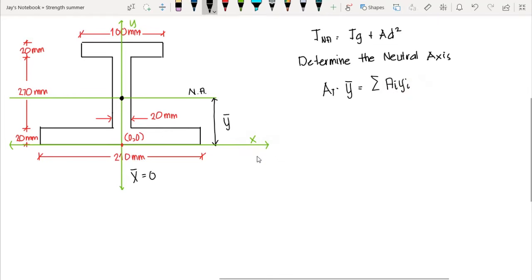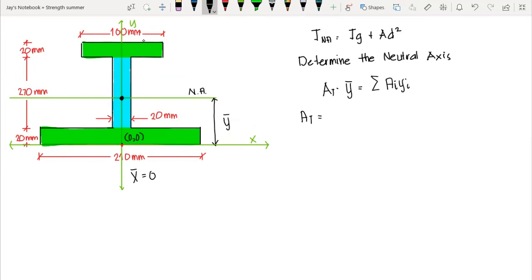So since our reference line is this one, that is our x-axis, we are referring the location of our NA here from the x-axis. So therefore, this is our reference line. So in that case, we need to compute the total area first. Okay, we have the total area that is equal to, so let's divide the section into 3 areas. Let's say this is area 1, this one is area 2, and this one is area 3.